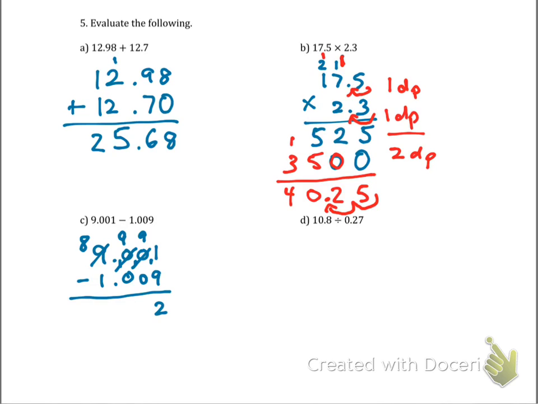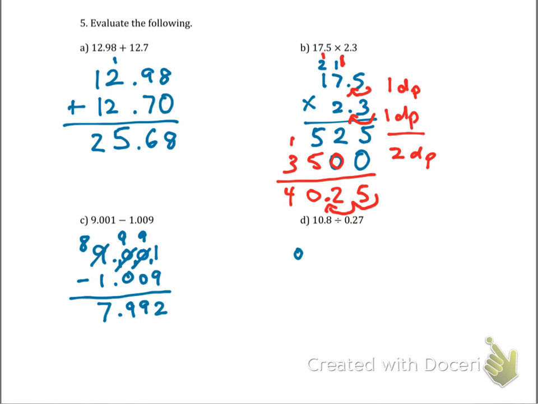Okay, so now we have 11 thousandths subtract the 9 thousandths, which is just 2. Okay, and now looking at the hundredths place value, we have 9 subtract 0. And in the tenths place value, 9 subtract 0 again. Okay, line up that decimal, and now in the ones column we have 8 subtract 1, which is just 7. So 7.992. Okay, and now lastly we have 10.8 divided by 0.27.